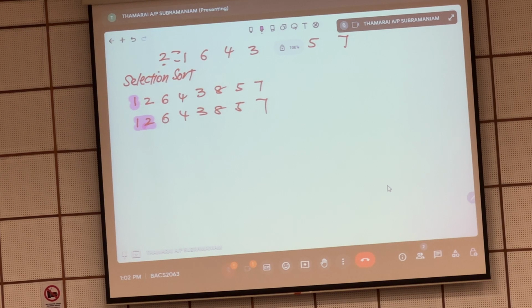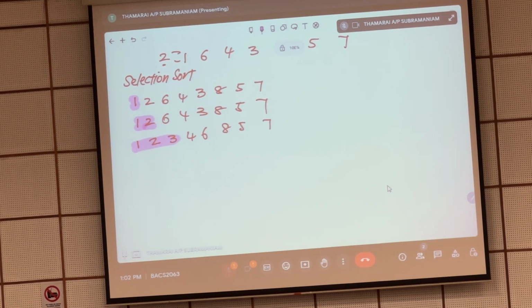Alright? Sorted. Next is 6. For 6, the smallest element is 3, correct? So 3, here 6, 4, 8, 5, 7. So what is sorted? This element is sorted.